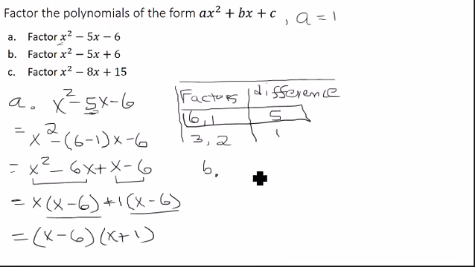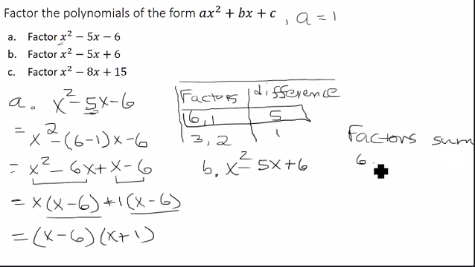Alright, so part B, let's look at the answer. So I have x squared minus 5x plus 6. Nothing is changed except the last sign is changed. So instead of the difference, I'm going to find the sum. So I'm going to have to make this table again, with the factors and the sum.